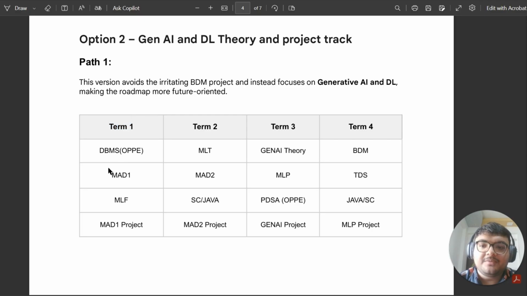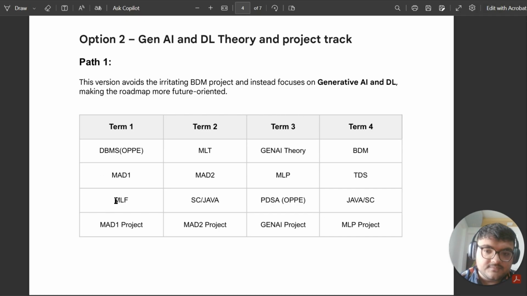So DBMS, MAD1, MLF, MAD1 project. As we discussed, we need to complete MLT as soon as possible in order to take MLP and Gen AI theory, because without MLP we will not be able to take Gen AI theory. So it is generative AI and DL, but I'm just writing Gen AI right now, so I will change the document. DBMS is a co-requisite for MAD1, so you would want to take these subjects as early as possible and complete one project also.